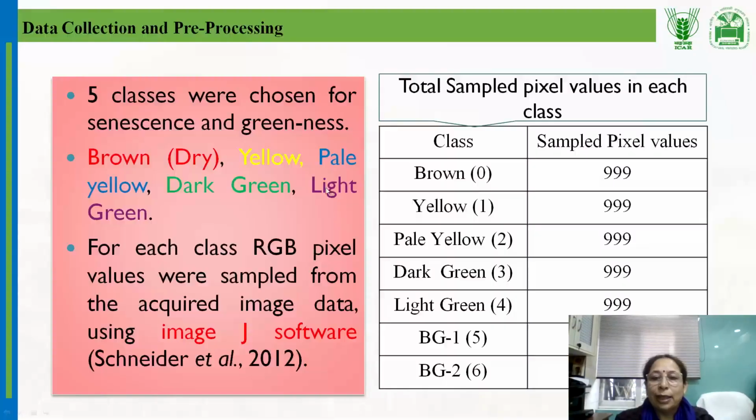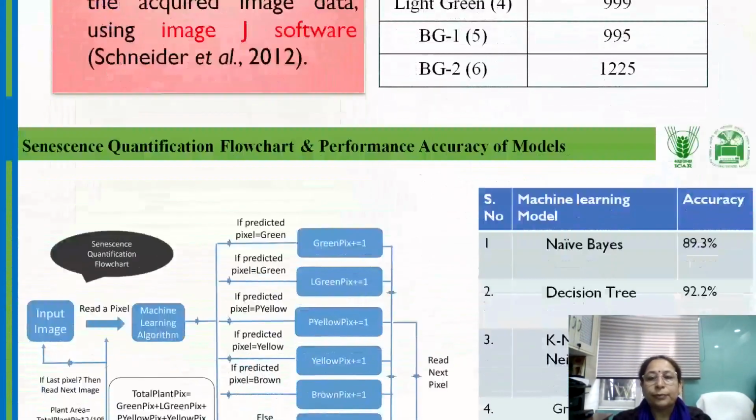For each class, the image pixel values were considered, because RGB images are made of pixels, and every pixel has a certain intensity which gives you the color of that particular pixel. So this is a combination of your RGB values. We have collected almost 1000 pixels for each color category, and then we have considered certain background categories also. For these background categories also, pixel samples were taken.